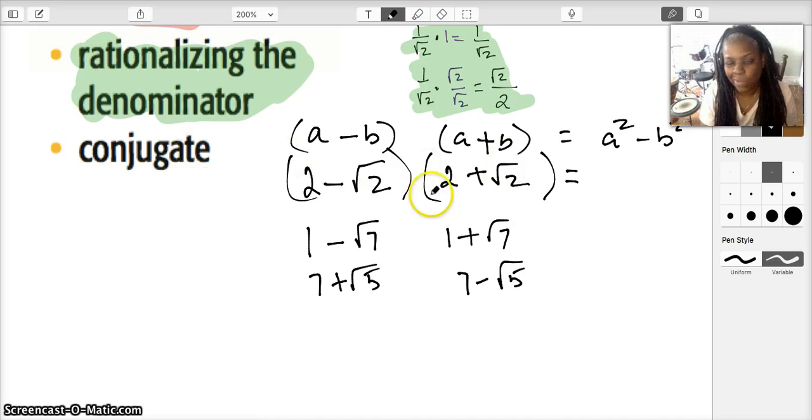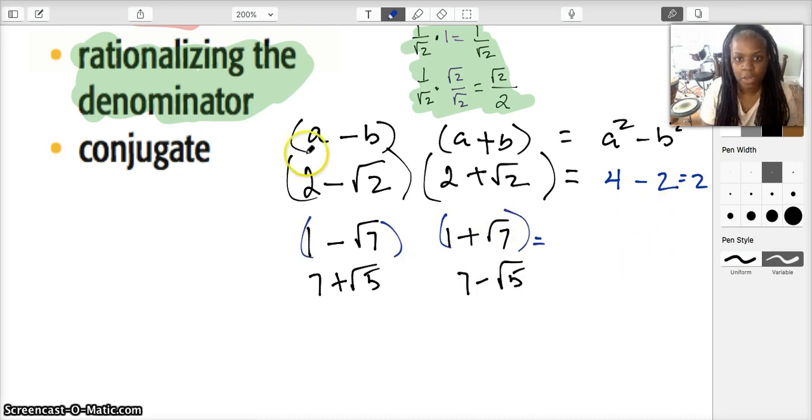Well, we're exploiting that when we think about the conjugate, because when I multiply these guys together, I get 4 minus the square root of 2 times the square root of 2, which is 2, right? And that comes out to 2. So notice that when I multiply two conjugate radical expressions together, I end up with something kind of cool, which is a rational number. And you'll see it happen again.